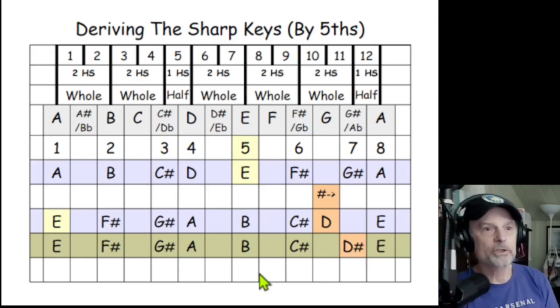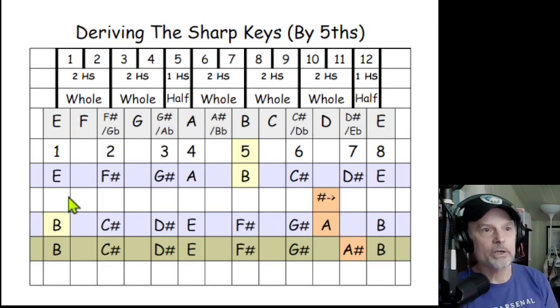The key of E has four sharps: F sharp, C sharp, G sharp, and D sharp. Now in the key of E, our fifth is B. We write down the notes starting with B, and the 7th degree needs to be raised, giving us our leading tone. The key of B has five sharps: F sharp, C sharp, G sharp, D sharp, and A sharp.